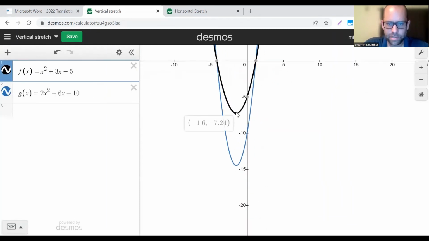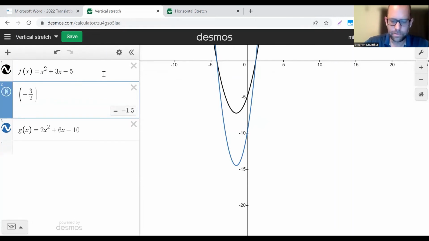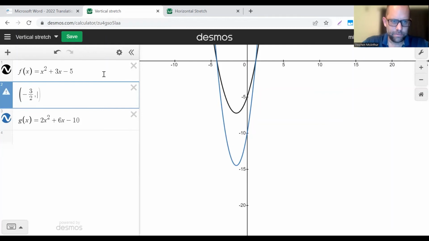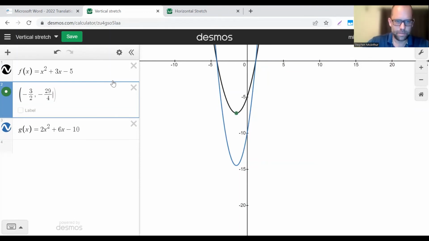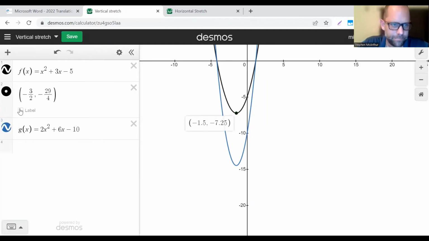So here we've got a turning point. The turning point looks to be -1.5, -7.25. So let's just do that. I'll pop that in. -1.5 is -3/2. And what was it? -7.25. That must be 29/4. There we go. We'll make this one black as well. Right, but we've got a turning point here. We'll label that. And there it is, turning point.